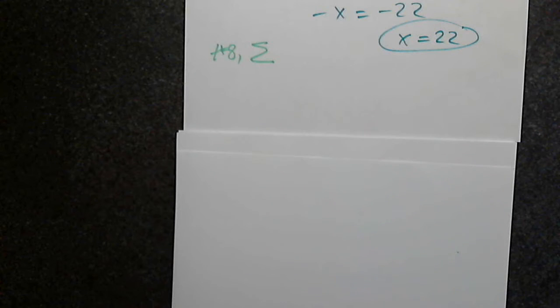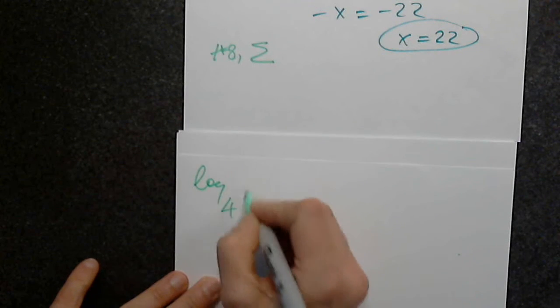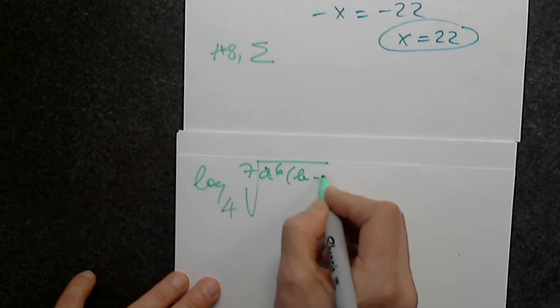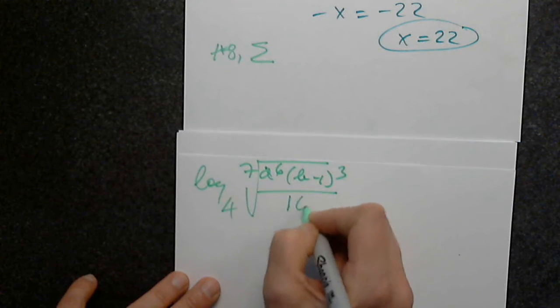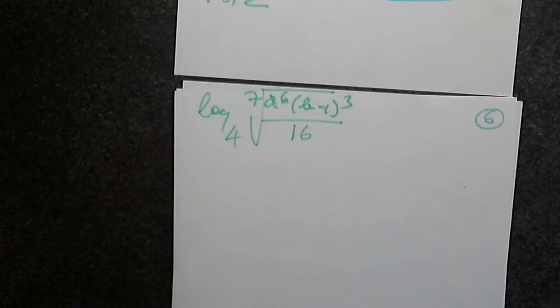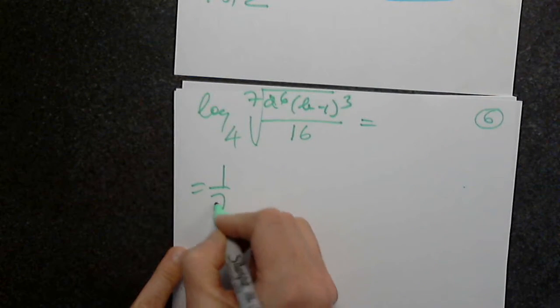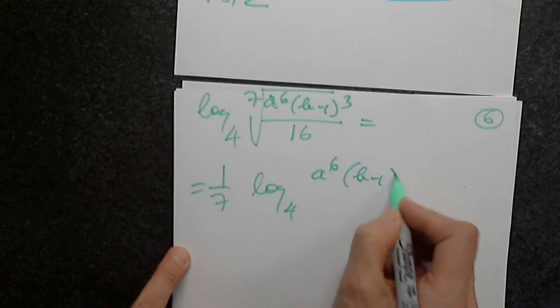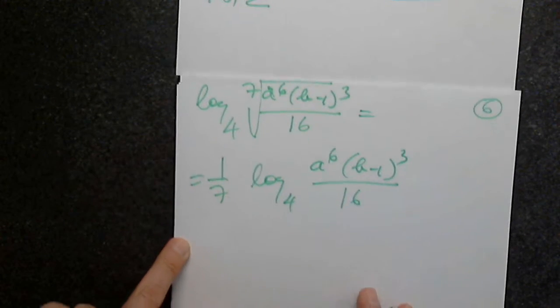In number 8, we're asked to expand. So we have log base 4 of the 7th root of a to the 6th b minus 1 to the 3rd over 16. And remember, the 7th root is which power? Because that power has to go in front as a factor. 1/7. Very good, awesome. So this becomes 1 over 7 log base 4 of a to the 6th b minus 1 to the 3rd divided by 16.